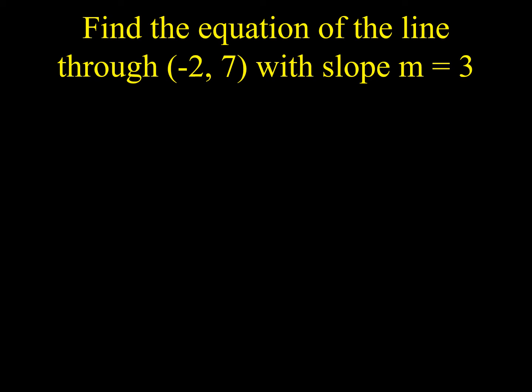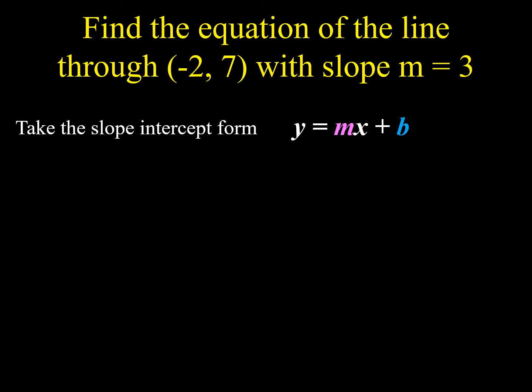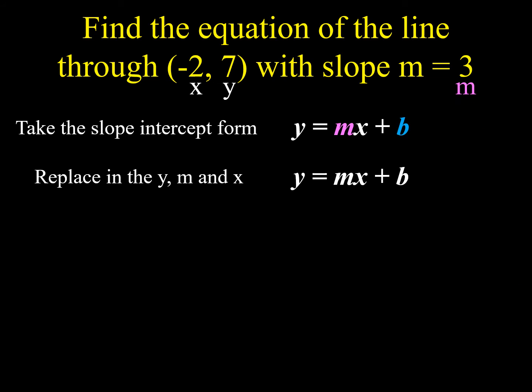Now let us find the equation of the line through negative 2, 7 with slope m is equal to 3. So in here we have one of the points, negative 2, 7, and given the slope. So take the slope-intercept form, y is equal to mx plus b. Then replace in the x and the y, and m. So we have our x and y, x is equal to negative 2, y is equal to 7, and m is 3. So we are going to substitute. So y is equal to 7, m is equal to 3, and then x is negative 2. From here, we are going to solve for b, our y-intercept.